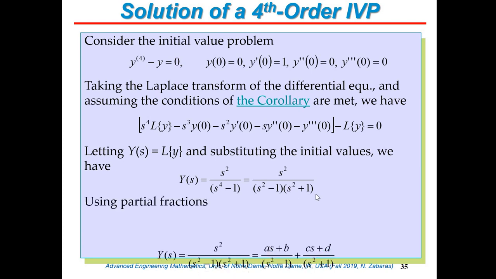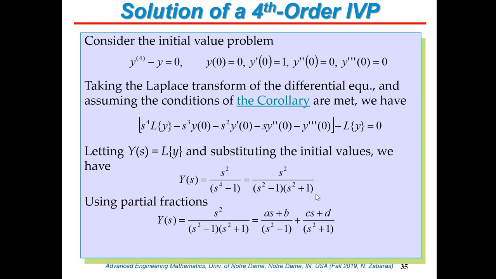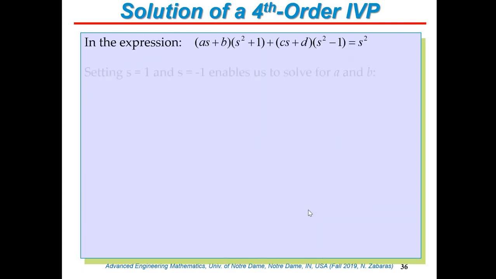So obviously we're going to have to use partial fractions, and exactly as before, the decomposition is going to look as you see on this slide. And you can evaluate the constants a, b, c, d the easy way or the hard way. The hard way will be to multiply as plus b with s squared plus 1 and cs plus d with s squared minus 1 and match all the coefficients with those of s squared.